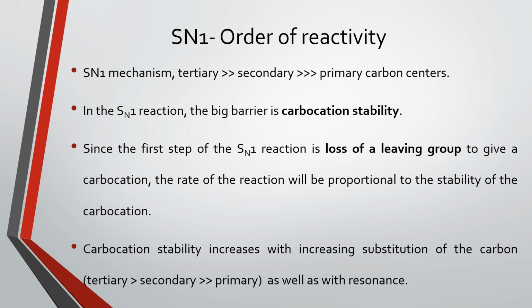In the SN1 reaction, the big barrier is carbocation stability. Since the first step of the SN1 reaction is a loss of the leaving group to give a carbocation, the rate of reaction will be proportional to the stability of the carbocation. And we know that the stability of a carbocation increases with increasing substitution of the carbon atom, so a tertiary carbocation is more stable than a secondary carbocation, which is more stable than a primary carbocation.